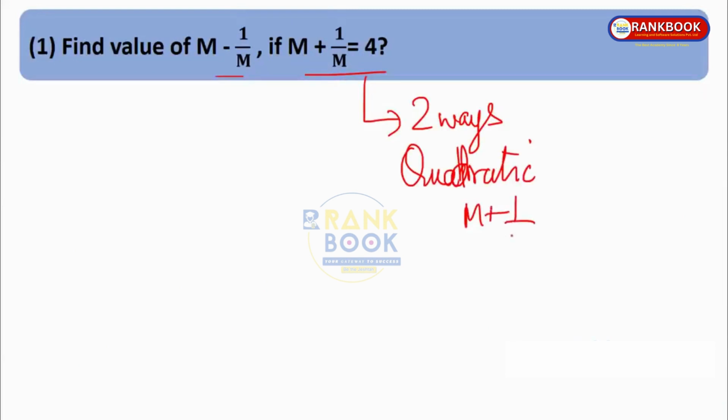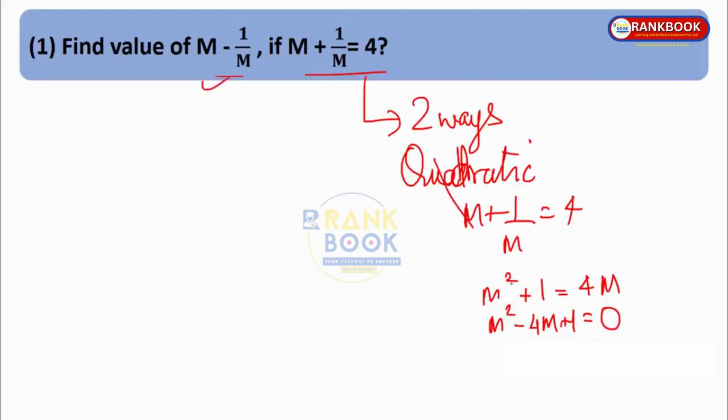How is it? m plus 1 by m equal to 4. So you can take m square plus 1 equal to 4m. That would give you m square minus 4m plus 1 equal to 0. You can try to solve this quadratic and get the value for m, then put it over here and find the answer. But we should not go by this way. Since it is a chapter on simplification, we should opt for a faster method.